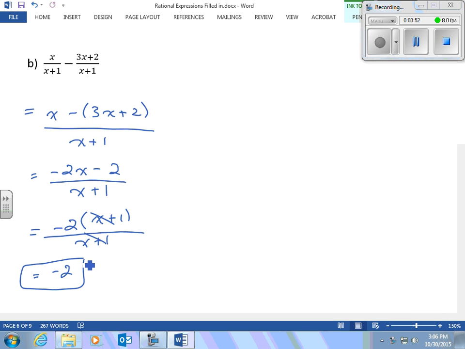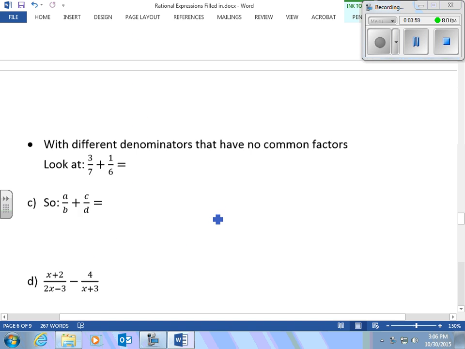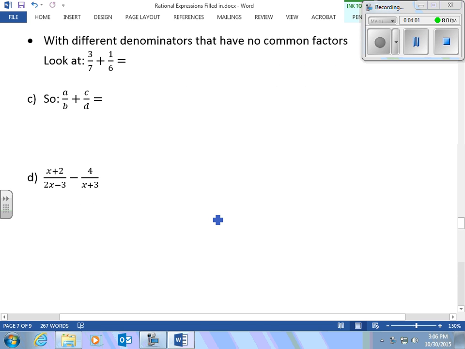Now let's take a look at what happens when the denominators are different. So again, here there are a couple of different cases. The first one is when the denominators don't have anything in common. And a nice example of that would be like 3 over 7 plus 1 over 6. 7 and 6 don't have any factors in common.